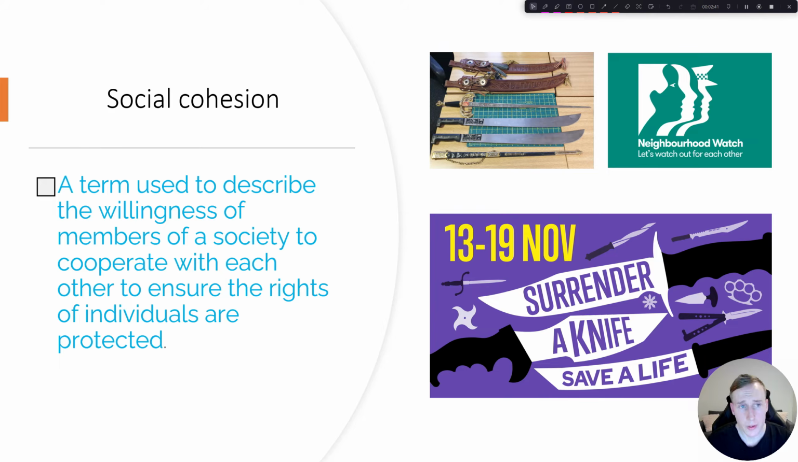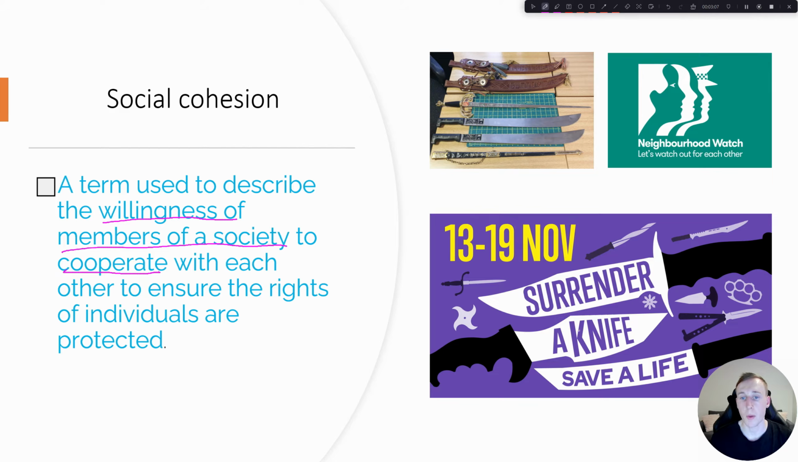The very first one is that social cohesion is a term used to describe the willingness of members of society to cooperate with each other to ensure that individual rights are protected. What that means in simple terms is a socially cohesive society is one that works together and is underpinned by really strong laws to make sure everyone lives in a safe and comfortable society.